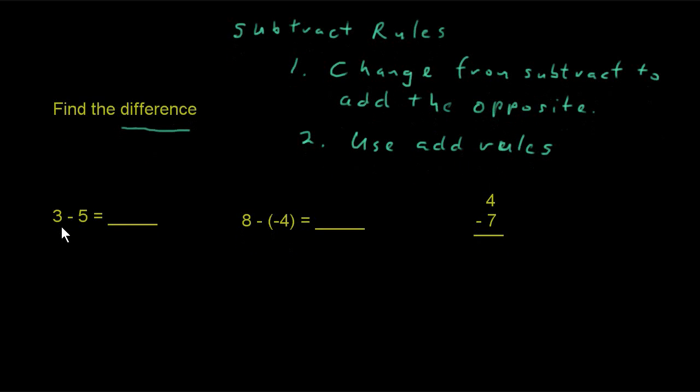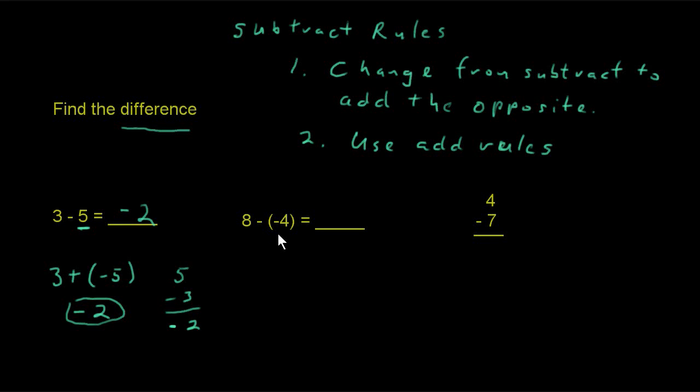Okay, so that's not too hard to do. So here's a subtraction. 3 subtract 5. We want to change it to an addition problem. 3 plus, and what's the opposite of 5? That would be -5. And now we just apply the addition rules. We have different signs here, so we take their difference. 5 subtract 3 is 2, and we take the sign of the larger number, which is the -5. So we want a negative sign for our answer. So 3 subtract 5 is -2.